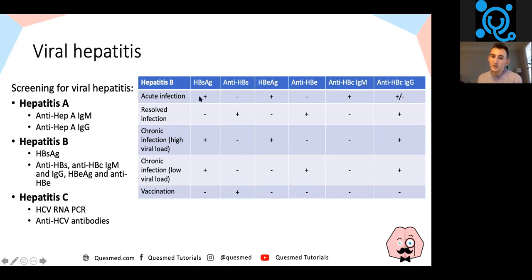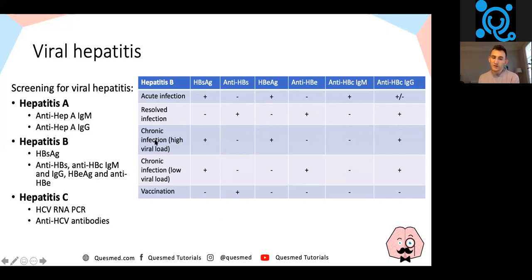In acute infection, as I said before, your surface antigen is positive. Usually in acute infection, your E antigen will also be positive, and your IgM will be positive, because IgM is the much more acute phase than IgG. If you have a resolved infection, then you'll have all of your antibodies and no antigen, because you've been exposed to the antigens, so you've got antibodies to everything and no antigen left.